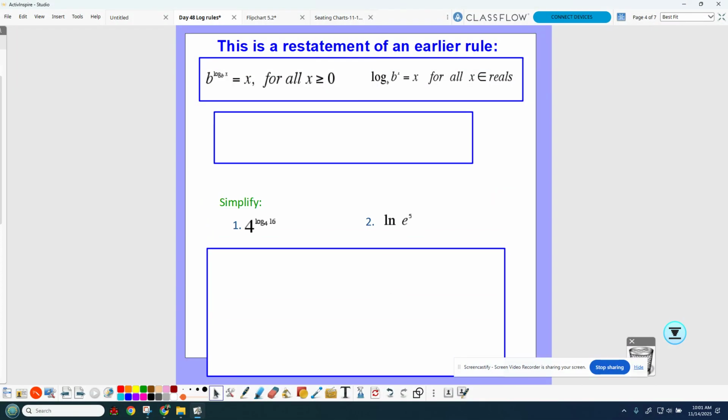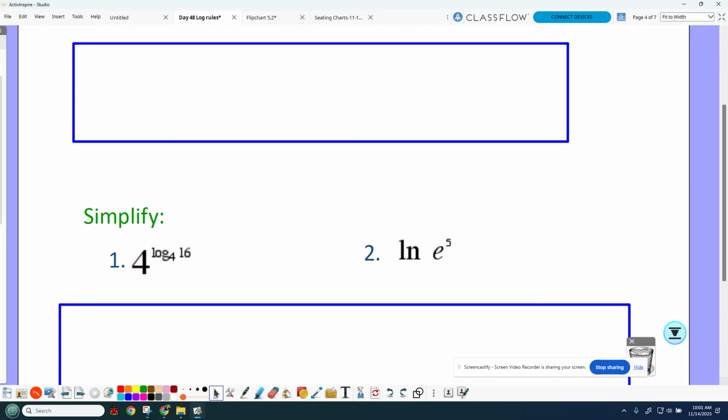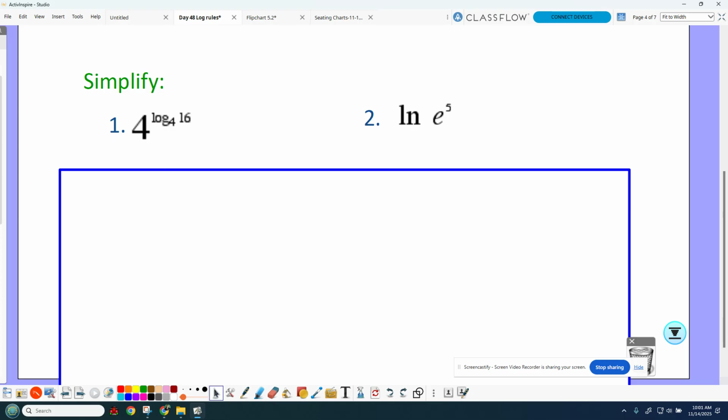So I have a bunch of other things I need to show you. Do we need to practice more of these? Kevin says no. Well, Kevin, what's the answer to the first one? 4. It is not 16, 4. 16. Because 4 and log base 4, they go away, and it's 16.